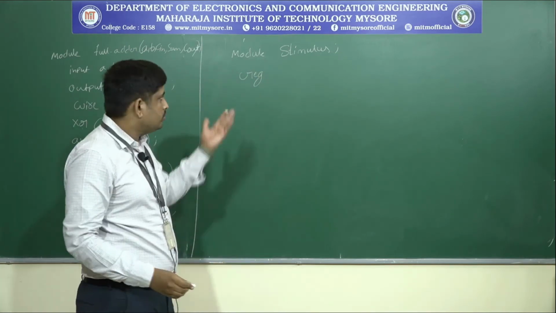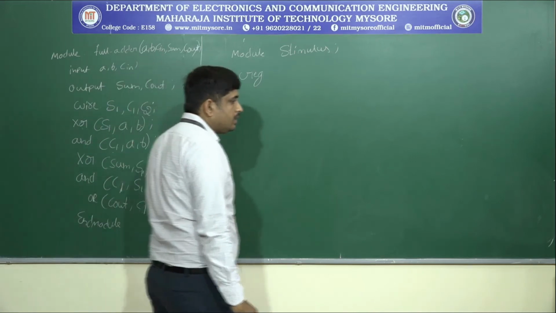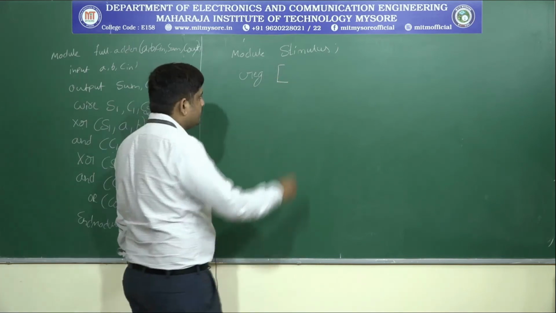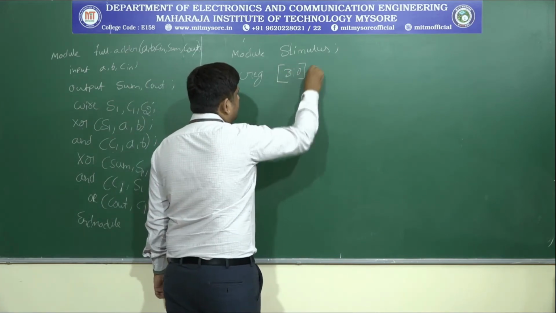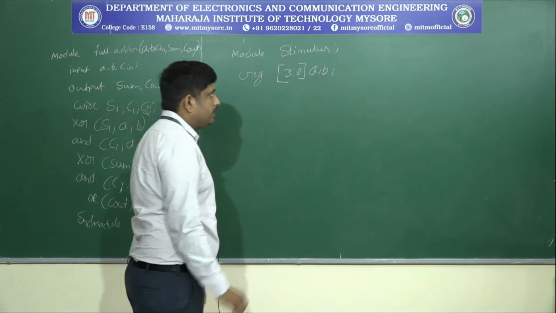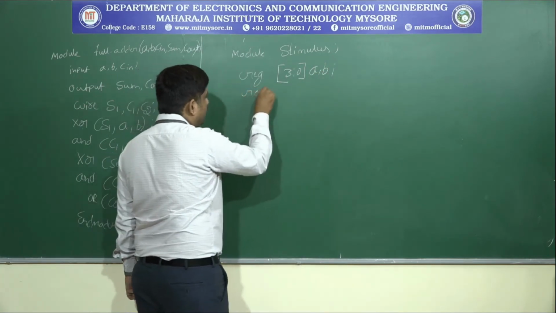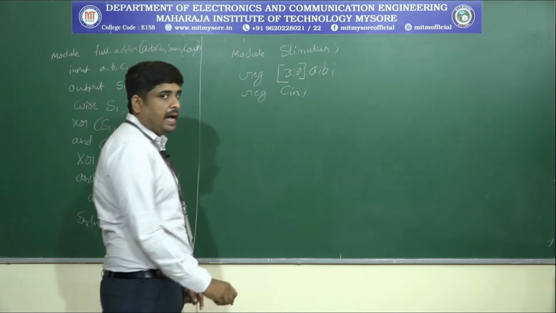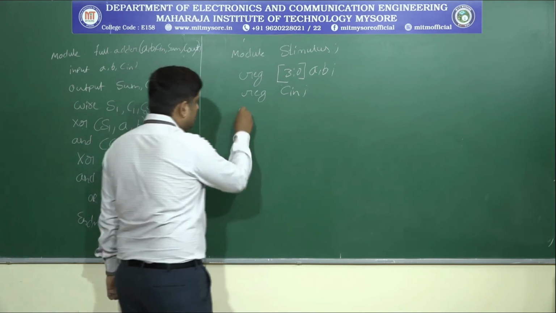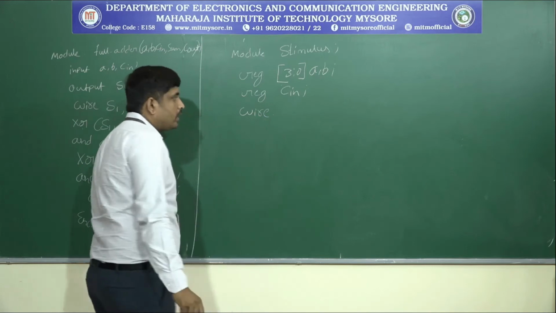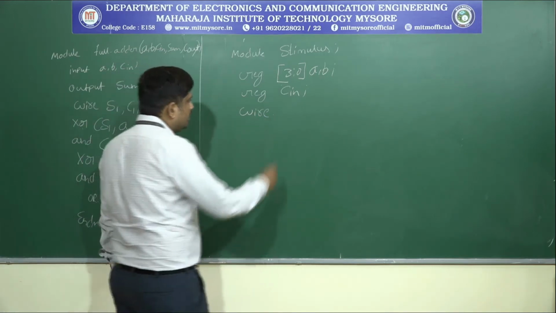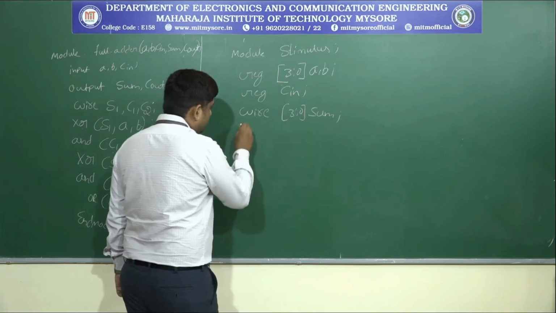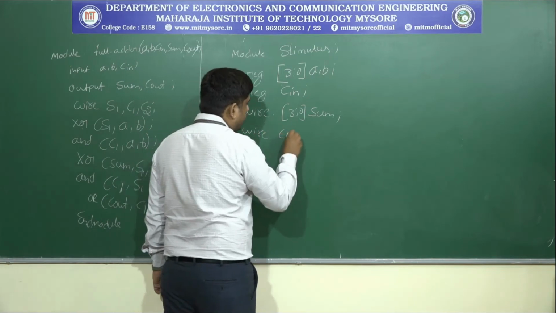We have to store some data, so the keyword we use is reg. Then you mention the registers, that is [3:0], for the input data A and B. Then one more input, reg Cin, that is carry in. Then wire for the outputs, that is sum and carry: wire [3:0] sum, then wire Cout.